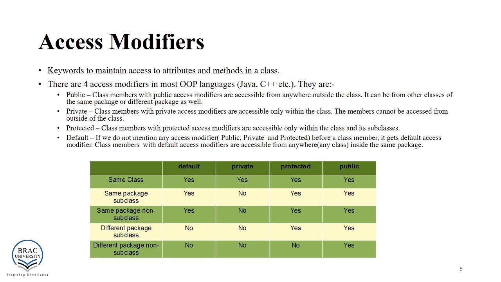Protected. Class members with protected access modifiers are accessible only within the class and its subclasses. As we can see, there is a slight difference between private and protected access modifier. Class members with protected access modifiers are accessible only within the class and also from the child classes or subclasses. It has a concept of inheritance included, so we will be skipping this part for now.